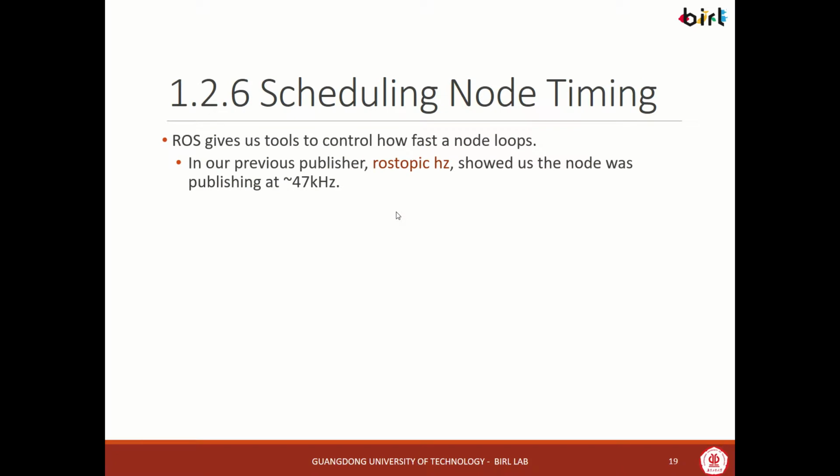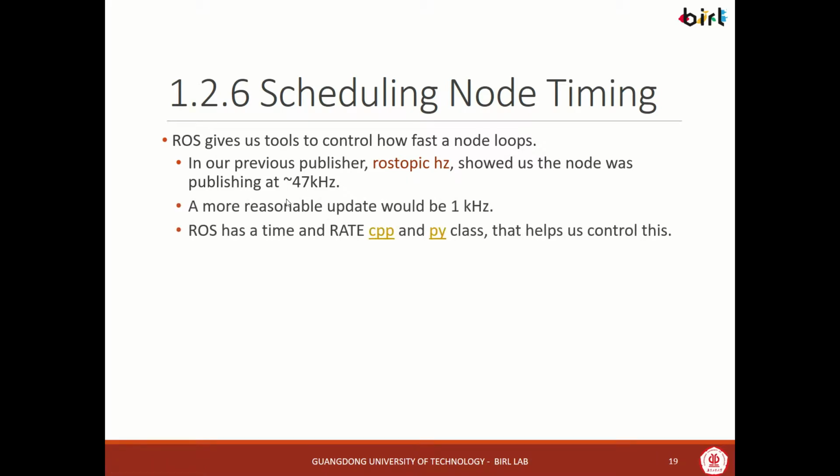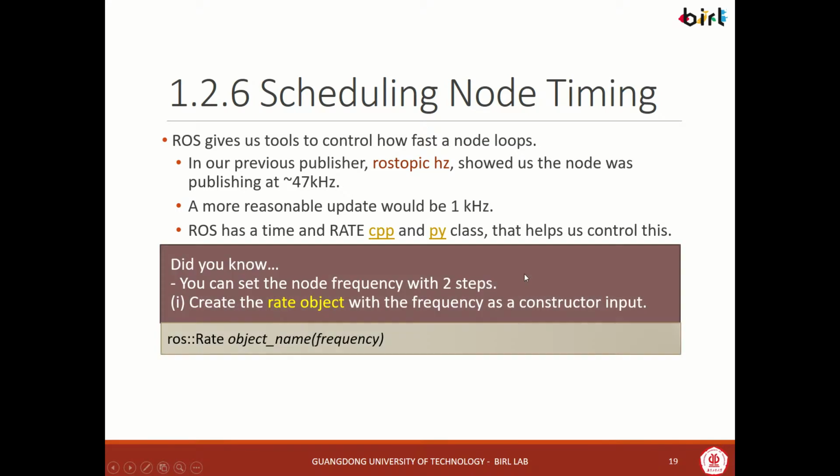Okay, so you saw, let's talk about scheduling node timing, controlling how fast a node runs or how fast it publishes. In our previous publisher, ROS topic hertz showed us that the node was publishing in my computer at 47 hertz. But you know, a more reasonable update would be 1 kilohertz or 500 hertz. The ROS library has a time class and a rate class, both for C++ and Python, that can help control the publication rates.